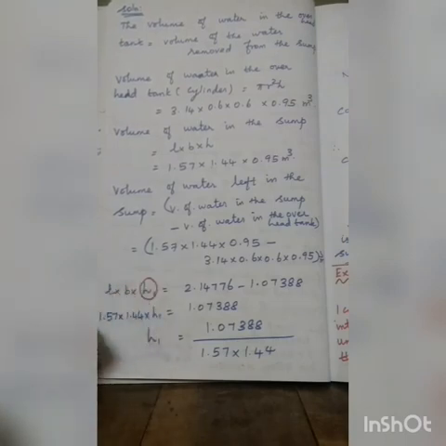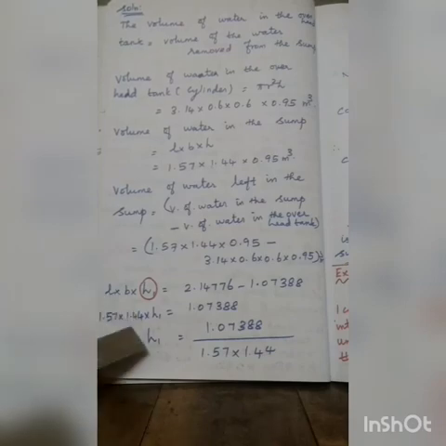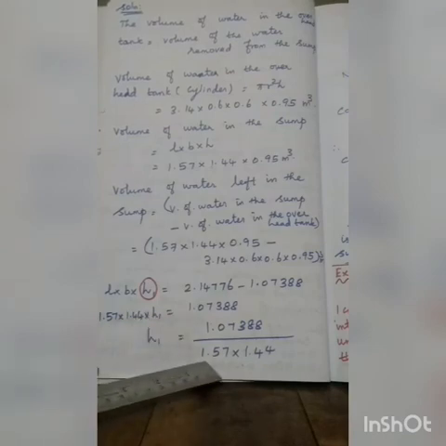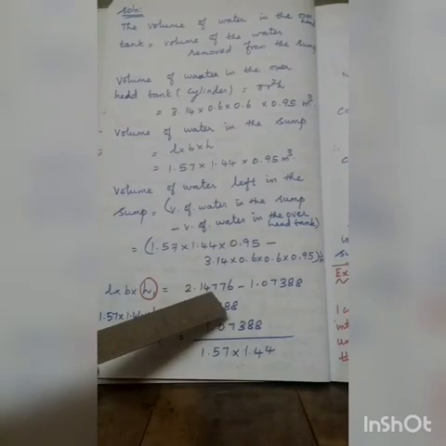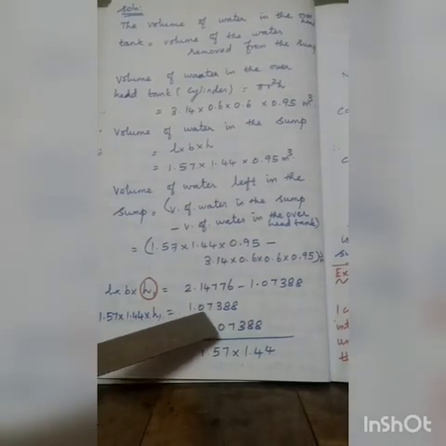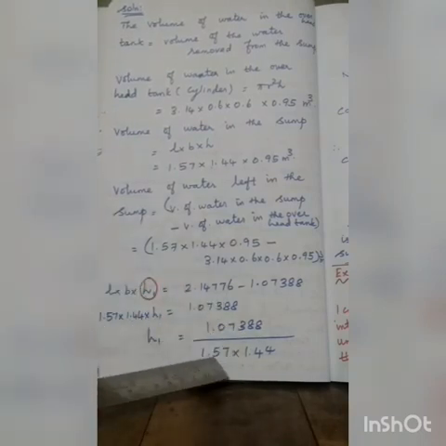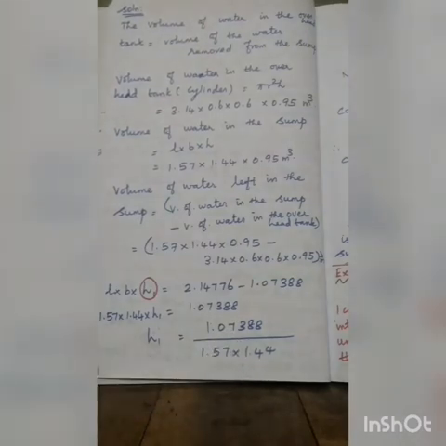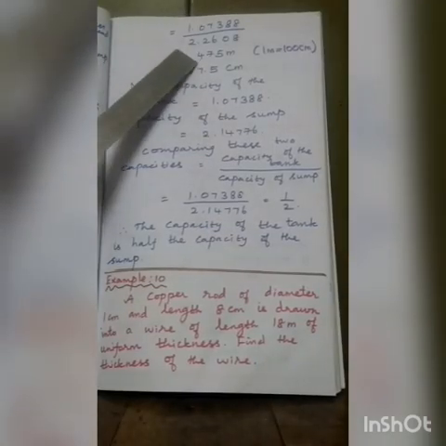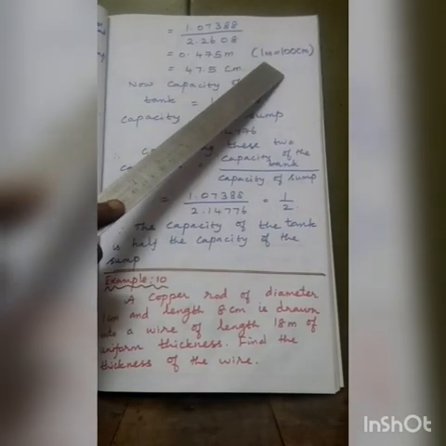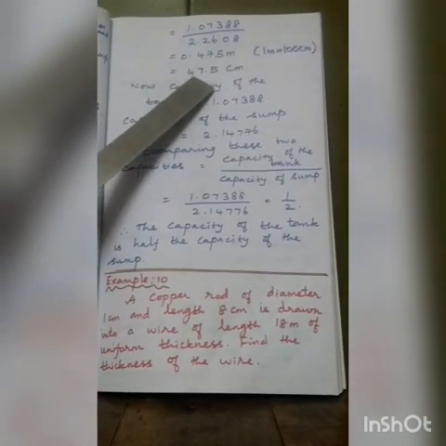So, height is unknown. Length is 1.57. Breadth is 1.44. We find the height. Okay. So, h equal to, these two are in multiplication, it is transposing the operators, it becomes divide. Okay. In right hand side, the two values are 1.07388. So, the height is 47.5 centimeter.